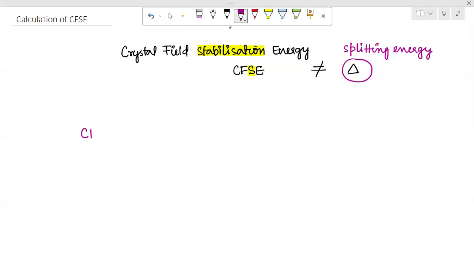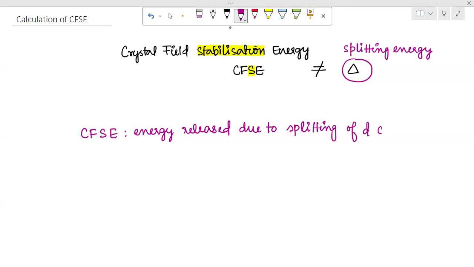Crystal field stabilization energy is very simply the amount of energy released due to the splitting of d orbitals. This is the amount of energy released as a result of splitting.